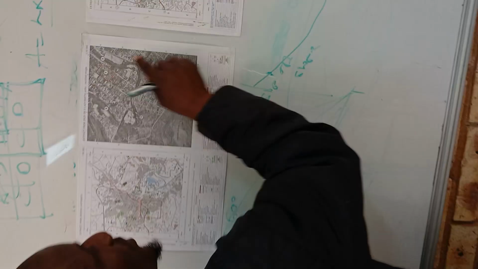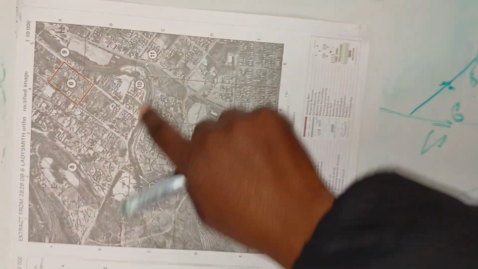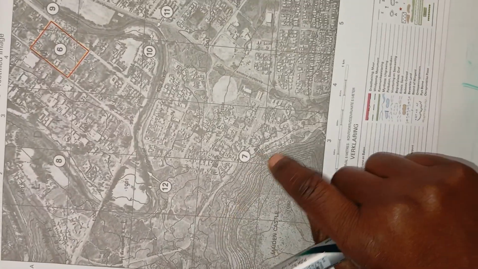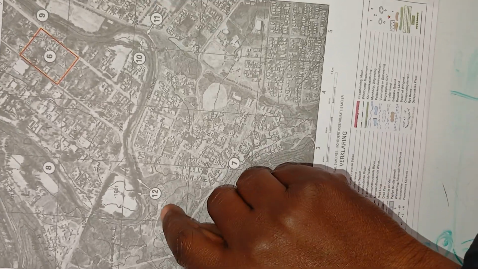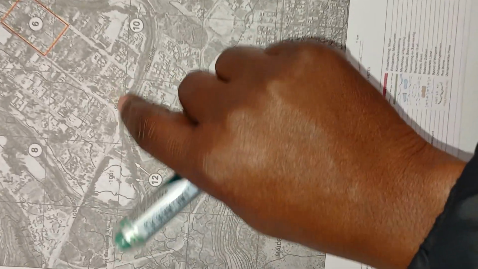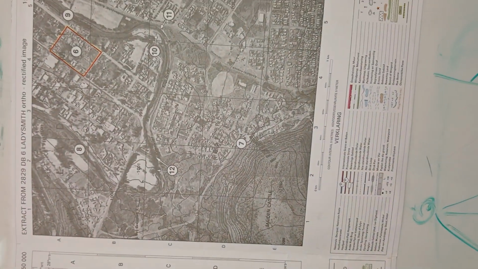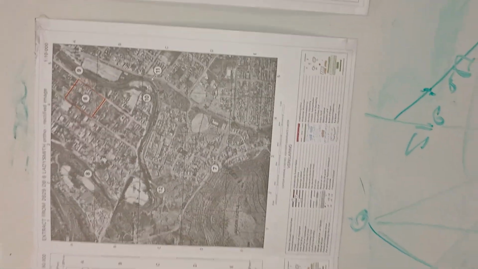You can see also how height on the orthophoto map is shown. You can make use of contour lines. You can see these are the contour lines, these are your spot heights, these are your spot heights. You can see this also helps you to interpret your topographical and orthophoto map.